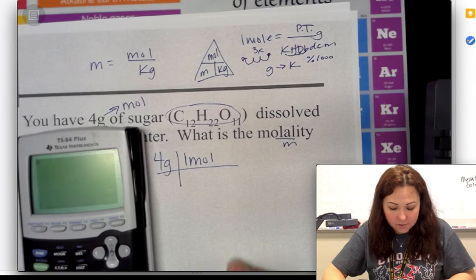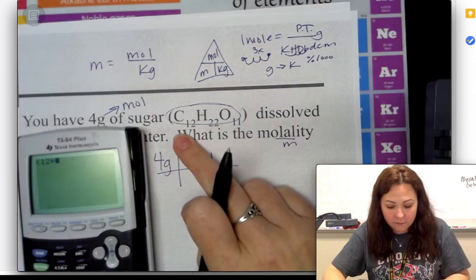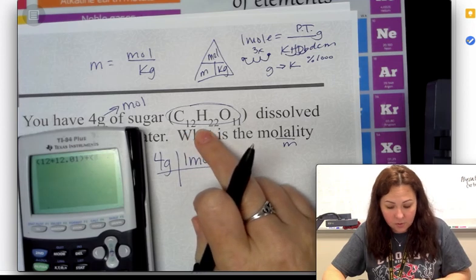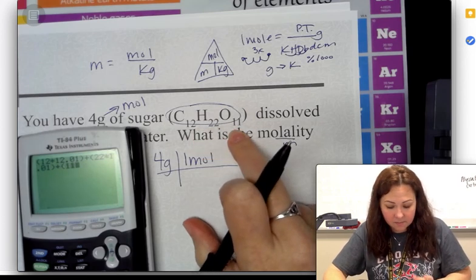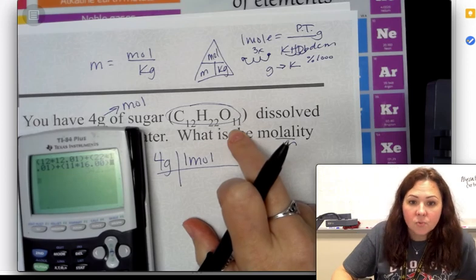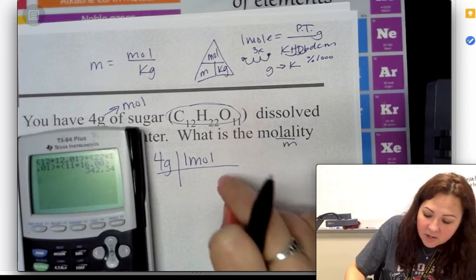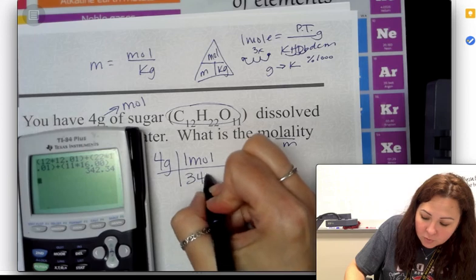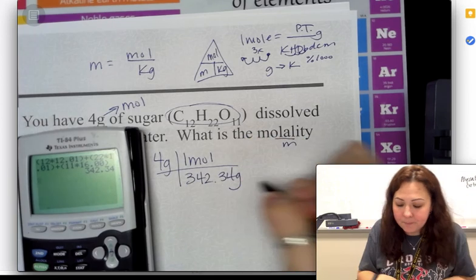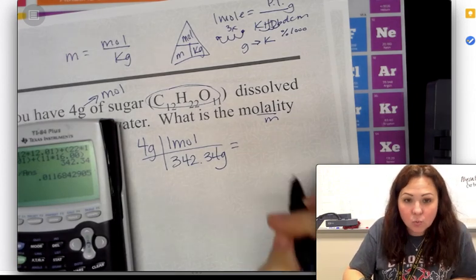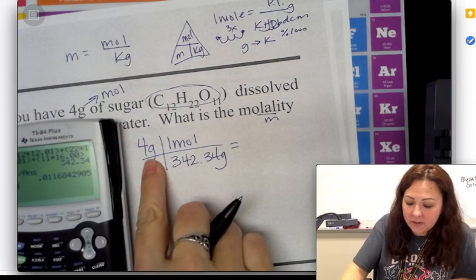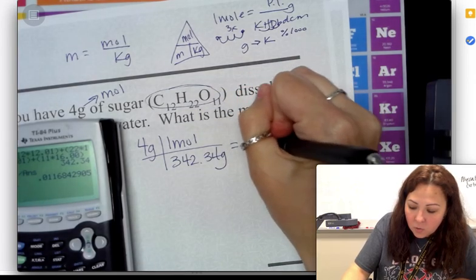So I have 12 times 12.01 for the molar mass of carbon, plus, here I'll just do it the long way, 22 times 1.01, plus 11 times 16. So when I plug all of that into my calculator, it gives me a molar mass of 342.34 grams for the mass of 1 mole. So 4 divided by that answer. This has 1 sig fig, so I need 1 sig fig here. So you get 0.01 moles.